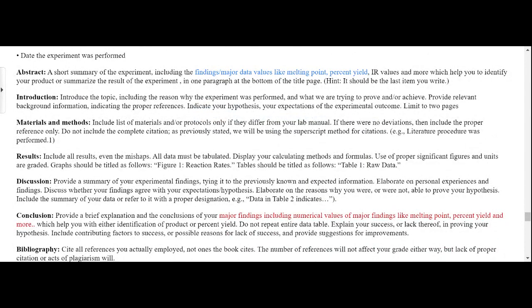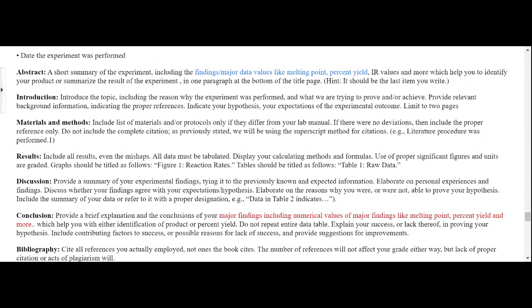Abstract can be on the same page as the title or the next page. So you can leave the title page just with your name and information, and start the second page with the abstract, or put the name and the class at the top and the abstract in the bottom part. What goes into the abstract? The abstract is a short summary of the experiment.